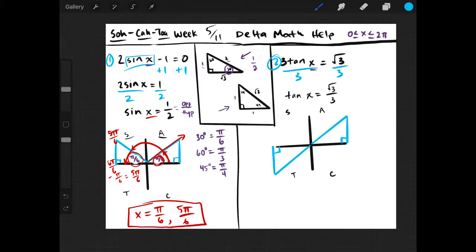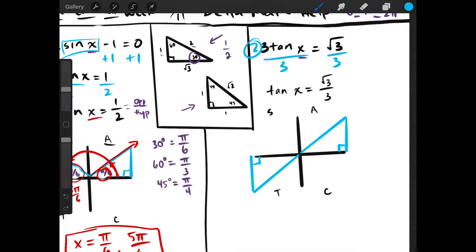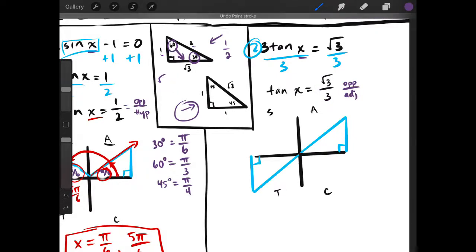Now, this is where we have to think a little bit, right? Tangent is opposite over adjacent. Clearly, we're not working with the 45, 45, 90 right triangle again, because it has the square root of 2. We're looking at a square root of 3. So we want the 30, 60, 90. Now we just need to figure out, is it 30 degrees or is it 60 degrees? So let's start with checking 60 degrees. If we did 60, opposite over adjacent, opposite is root 3. Adjacent is 1. That's root 3 over 1. Root 3 over 1 is not the same as root 3 over 3, which means that angle is not 60 degrees. Since that angle is not 60 degrees, that means it has to be 30 degrees.